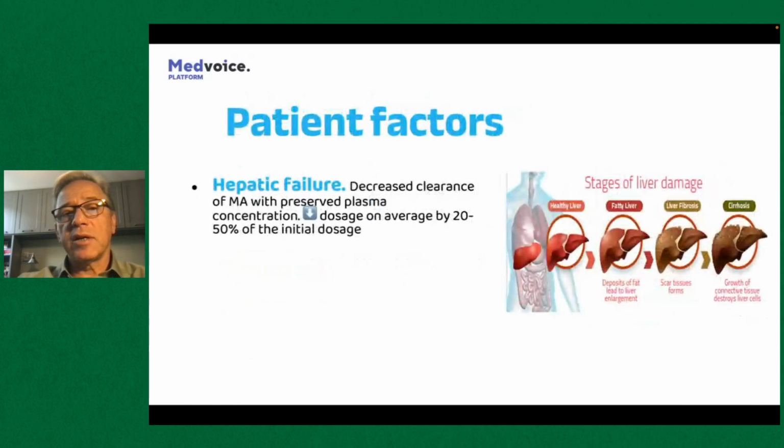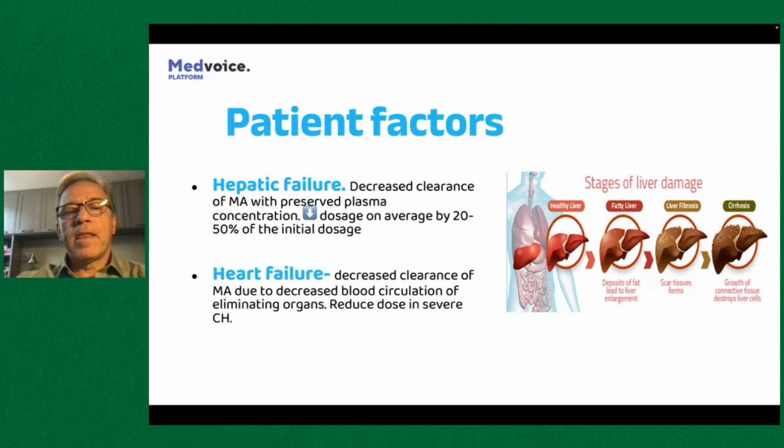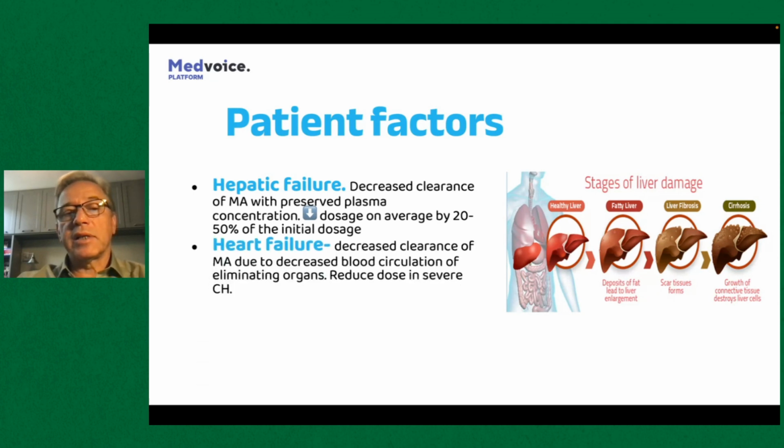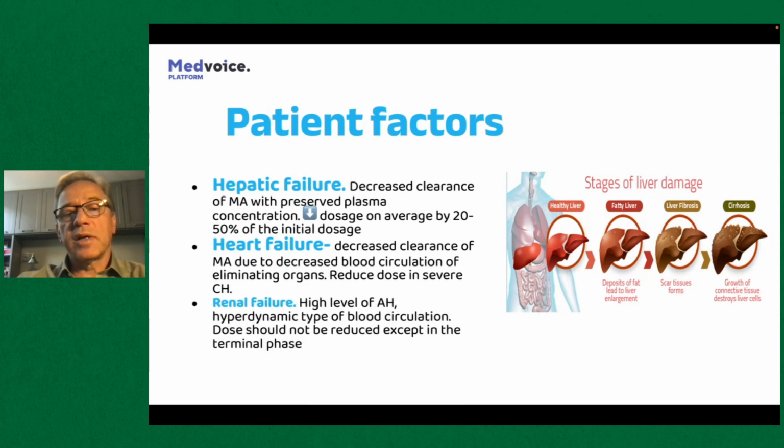Patient factors continue. We have patients with hepatic failure, where the clearance of local anesthetics is decreased. So you would reduce dosage on average by 20 to 50% of the initial dose. In heart failure, there is decreased clearance of local anesthetic due to decreased blood flow, so reduce the dose in severe congestive heart failure. And in renal failure, with hyperdynamic blood circulation, the dose should not be reduced except in the terminal phase.